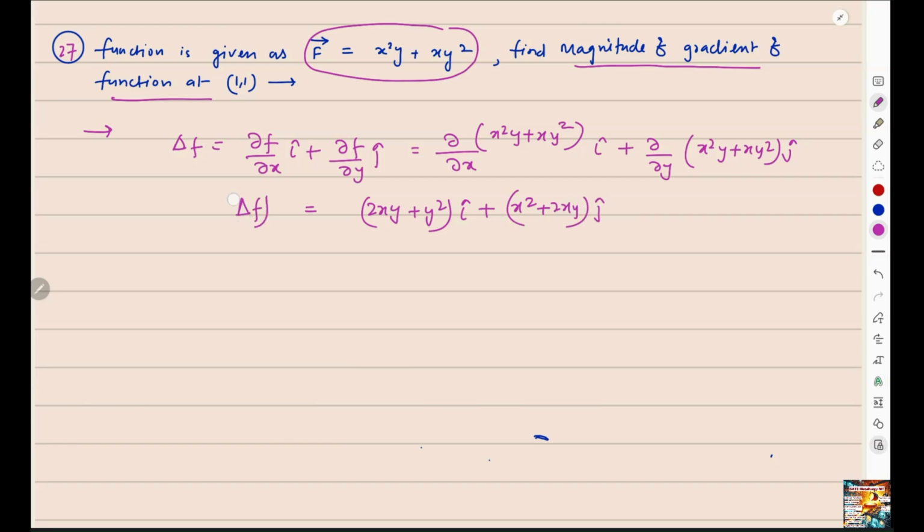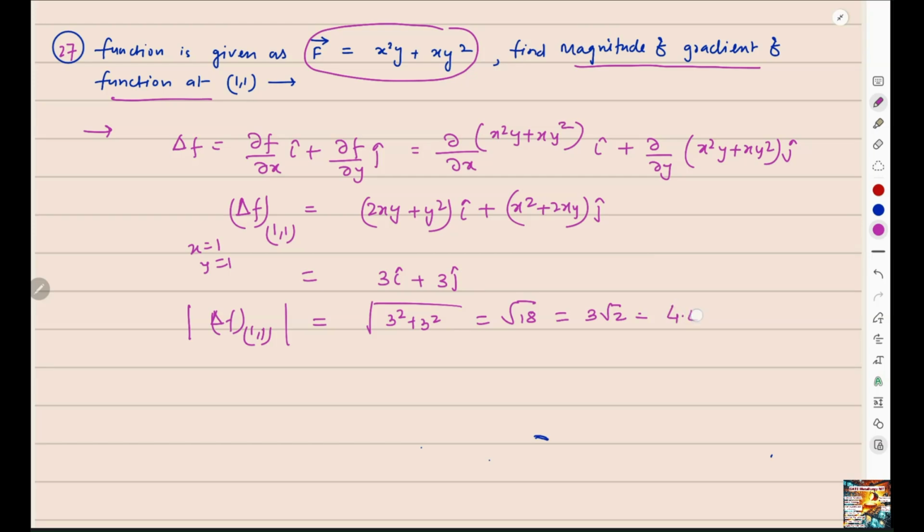That is the gradient of the function and we have to calculate at (1, 1). So x equals 1 and y equals 1. We will get 3 i cap plus 3 j cap, and on finding the magnitude at (1, 1) we will get root of 3 square plus 3 square, that is root 18, that is 3 root 2, and we will get 4.24 as the correct answer for this question. Now we will move to the next question.